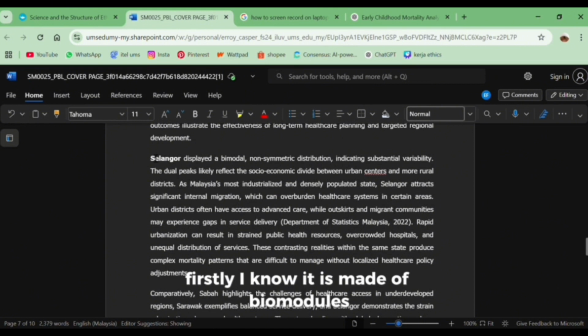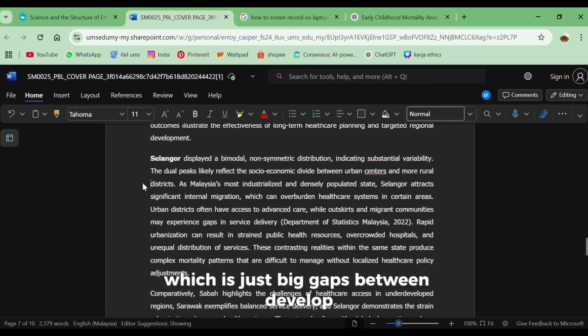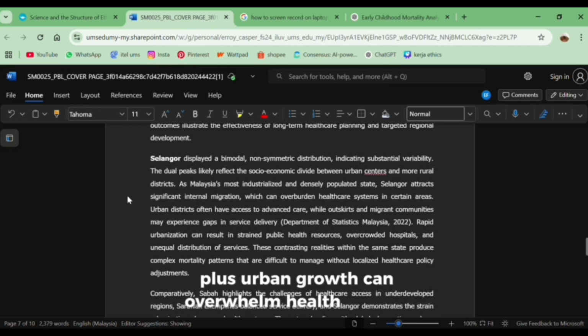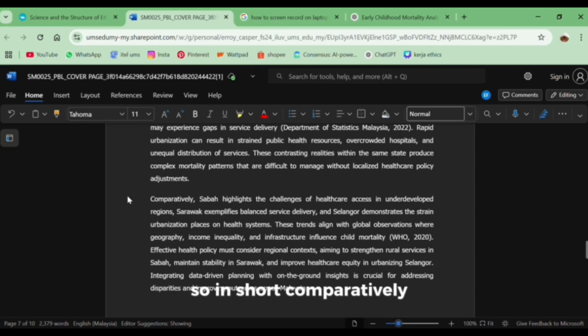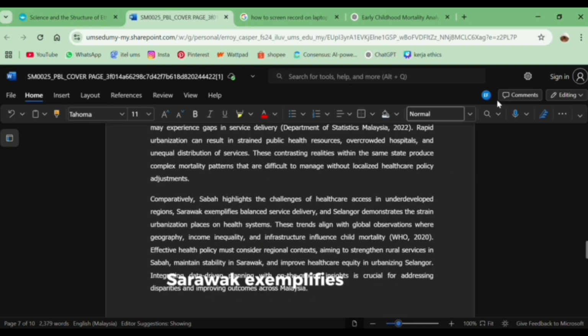For Selangor, it displayed a bimodal, non-symmetric distribution. So they had two peaks, which suggests big gaps between developed urban areas and rural or migrant communities. Fast urban growth can overwhelm health services. So in short, comparatively, Sabah highlights the challenge of healthcare access in underdeveloped regions, Sarawak exemplifies balanced service delivery, and Selangor demonstrates the strain urbanization places on the health system.